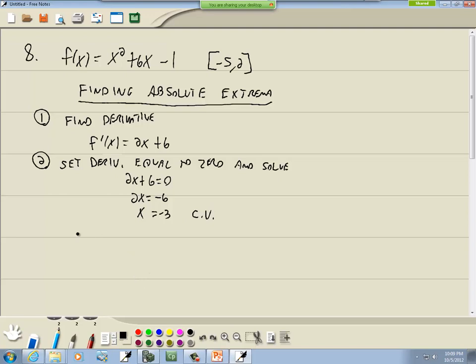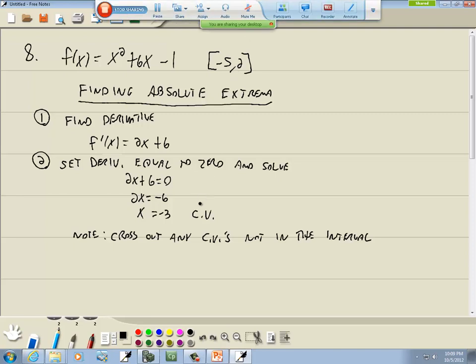Now I'm going to put a note here. Cross out any critical values not in your interval. So we came up with negative 3. Our interval is from negative 5 to 2. Well, negative 3 is in that range, isn't it? So that critical value is okay.